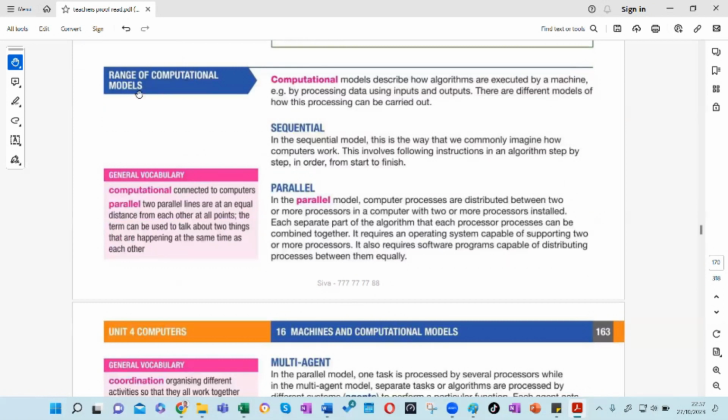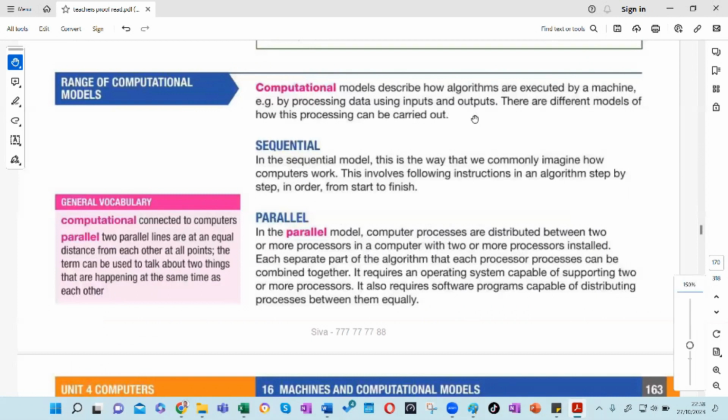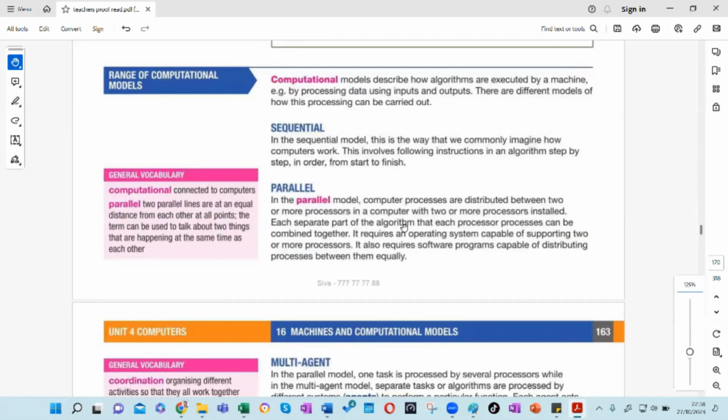Range of computation models. Right now, you know about the basic set of stages: input, process, output, and then storage. So based on this, there are different types of scenarios that we come across, different types of applications, right? These are called computational models.